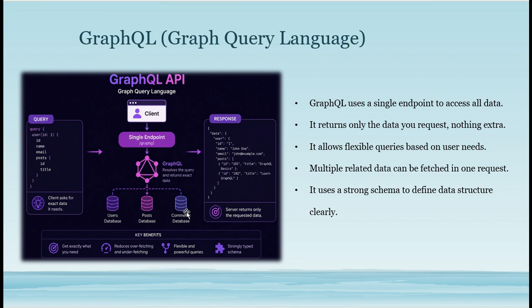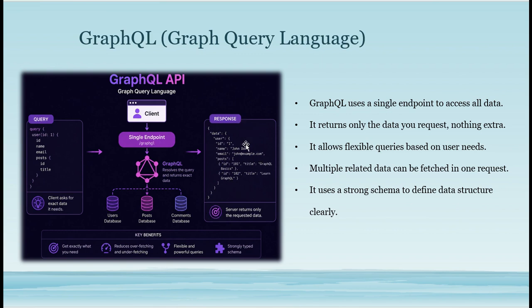First, the client sends the query request, and the client asks only for the data it needs. Next, all requests go to the single endpoint called GraphQL. Then GraphQL processes the query and collects the data from different databases like users, posts, and comments. After that, the server prepares the response with only the requested data. Finally, the response is sent back to the client in structured JSON format.